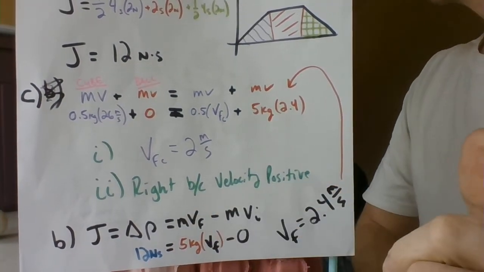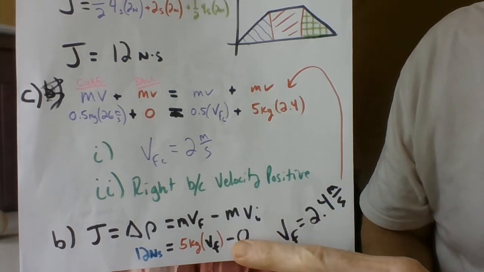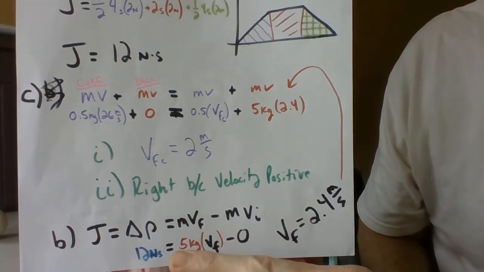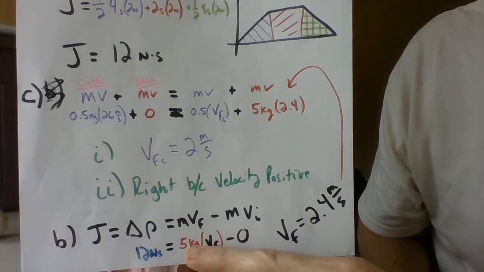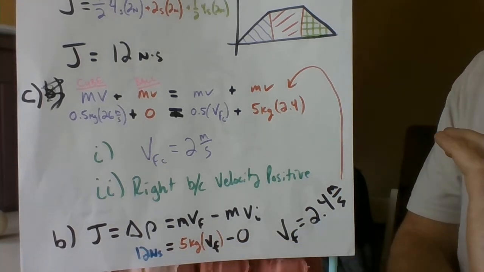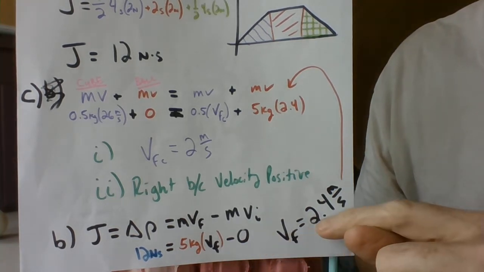Now, where were we before we got interrupted? Initial momentum is 0 because it's not moving. And the mass of that object is 5 kilograms, so we can solve for final velocity. Just divide both sides by 5. Final velocity is 2.4.